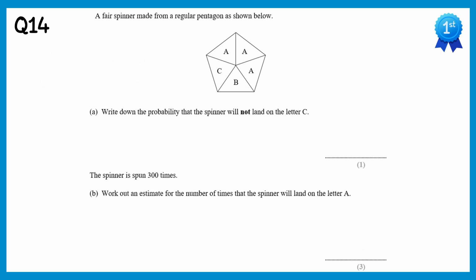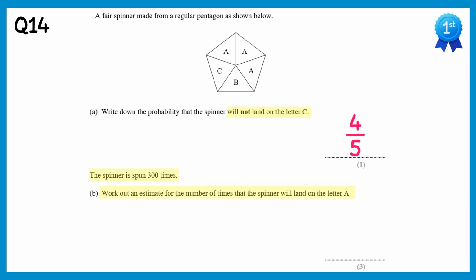For this question, I need to work out the probability that the spinner will not land on C. So if it doesn't land on C, it could land on any of the other 4 sections shown here. So there are 4 sections that work out of a total of 5 sections, so the probability will be 4 over 5.